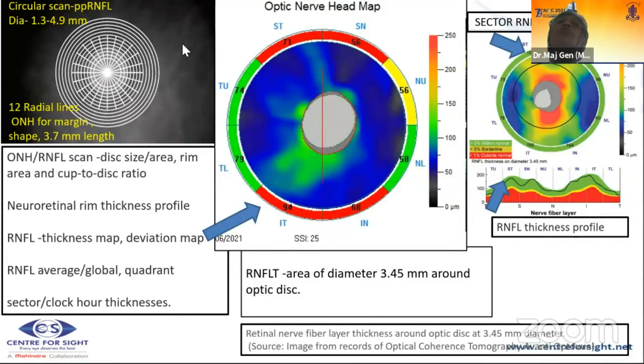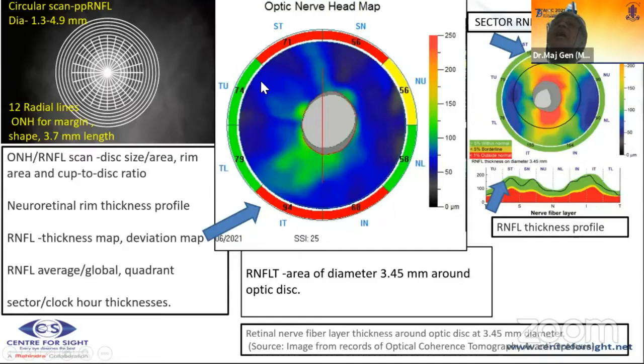Now let's go on to how we obtain the optic nerve head scan, which is a very, very important scan. First of all, you have the circular scans, which can be taken around the optic nerve head, and the radial scans. Mind you, both scans share a common center. The circular scans are for determining the PP, that is the peripapillary retinal nerve fiber layer. The diameters of these scans vary from 1.3 to 4.9 millimeters. The radial scans, 12 of them, are for determination of the optic nerve head margin and also for shape, and they are approximately 3.7 millimeters in length.